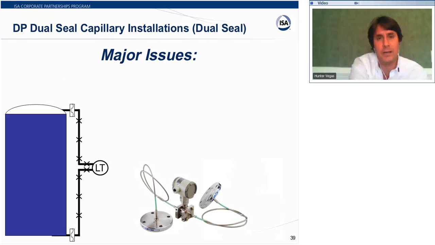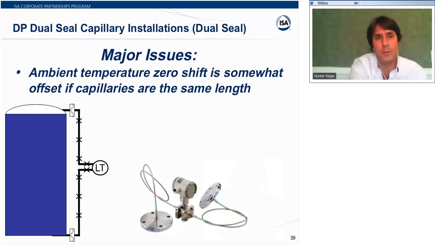Finally, we'll talk about the dual seal. Of the transmitters, this probably is the better one. The ambient temperatures are offset because the capillaries are the same length. They're balanced, basically, so they tend to ignore the outside temperatures more.